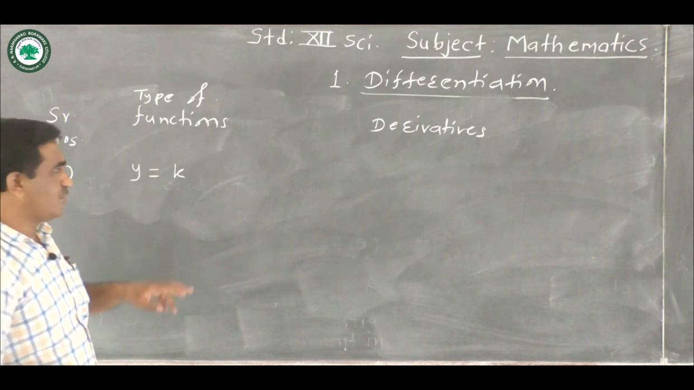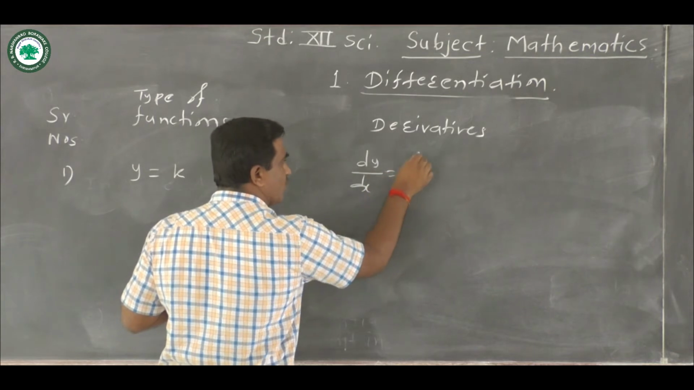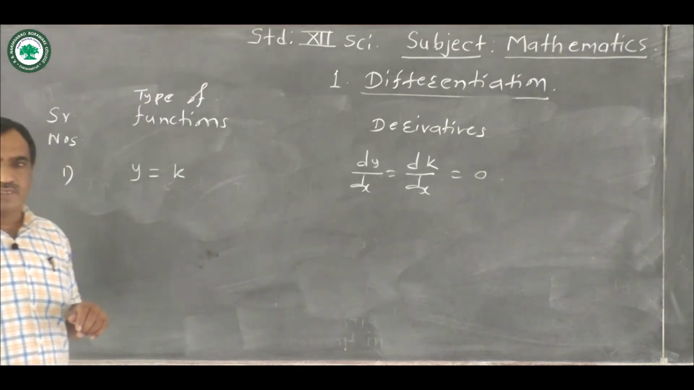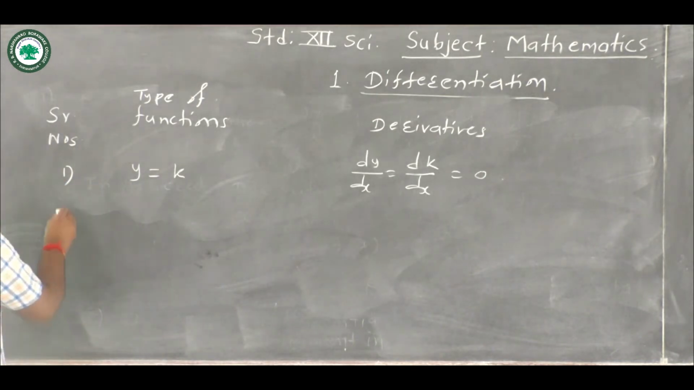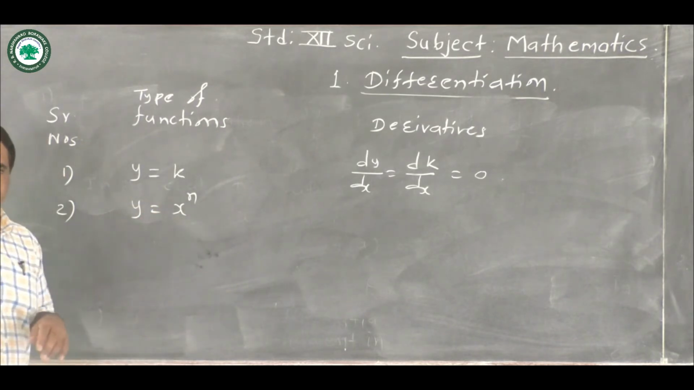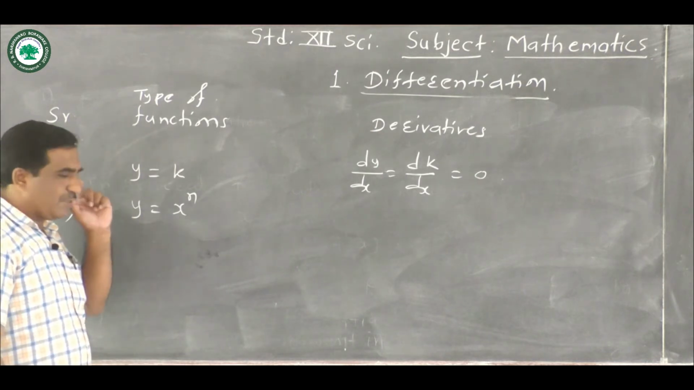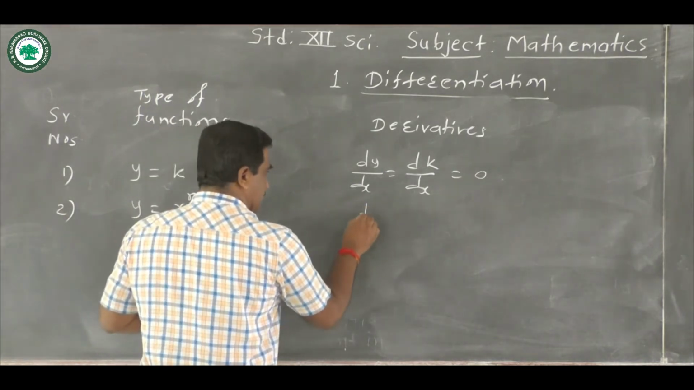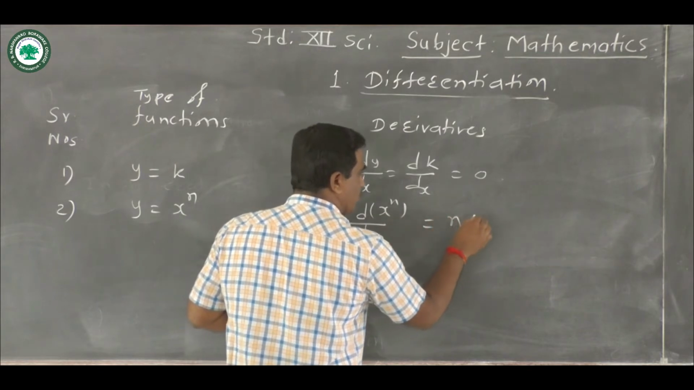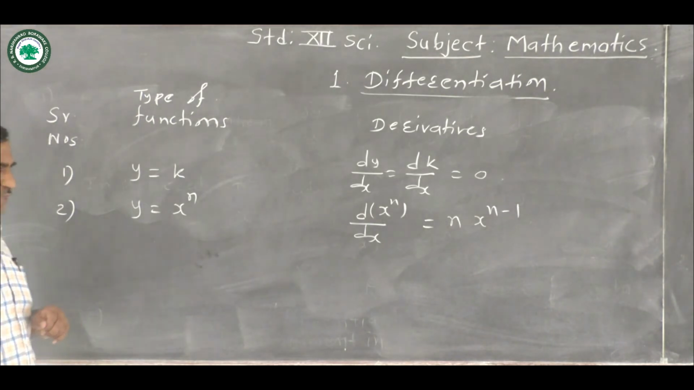Then derivative of this function with respect to x, that is dy by dx is equal to dk by dx is equal to 0. Derivative of constant function is 0. Now number second, we can consider power function. Y is equal to x raised to n is a power function. Then derivative of power function dy by dx of x raised to n is equal to n into x raised to n minus 1. This is the derivative of power function.